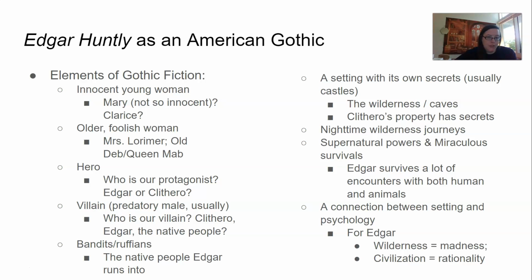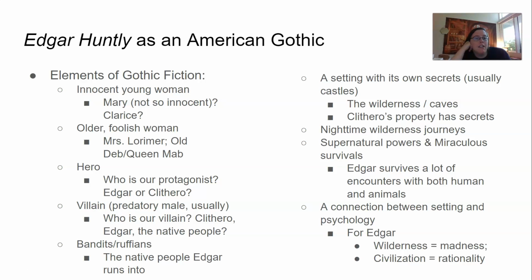We have an older, foolish woman, Mrs. Lorimer, possibly. Old Deb, Queen Mab, same person, but maybe there's that concept there. How about our hero? This kind of brings into question who our protagonist is. Is Edgar our hero? Is Clitheroe our hero? Hard to say. I would say most people would jump and say Edgar is the protagonist. Does that make him a hero? And more questions that we could ask about this.